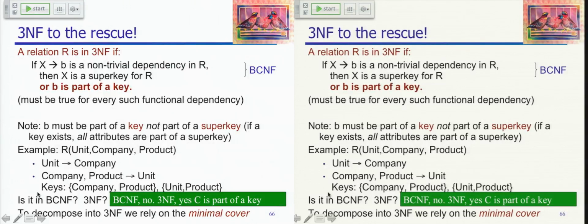Right? So first I need to find all of the keys, which is not an easy thing to do by any means. You find all the keys, and now you ask yourself, is company part of any key? And company is part of a key. Since company is part of a key, that means that although unit is not a superkey, the second part of this sentence is true, so this is going to be in 3NF.